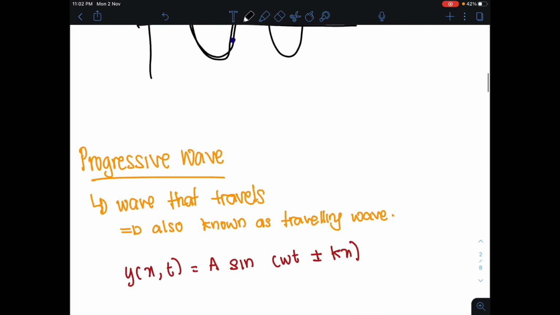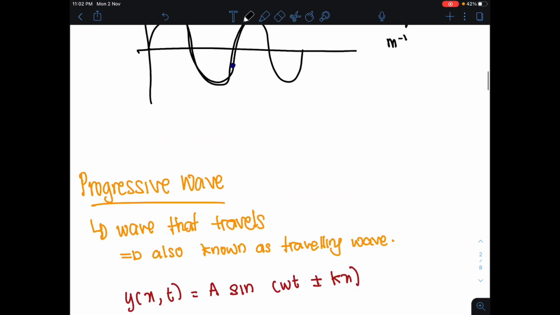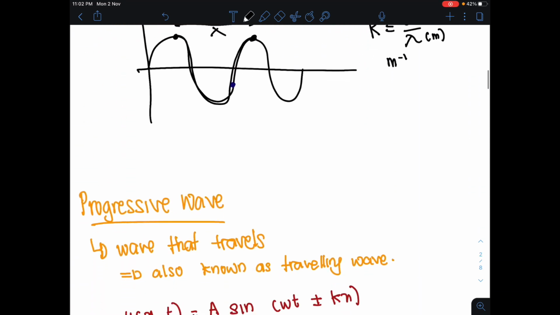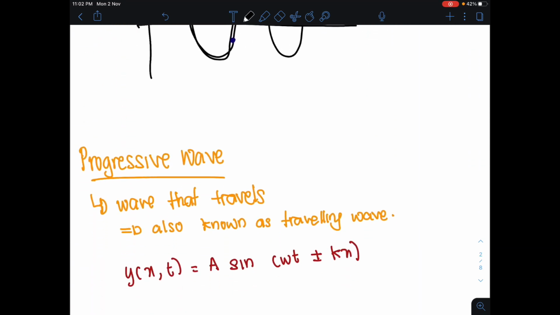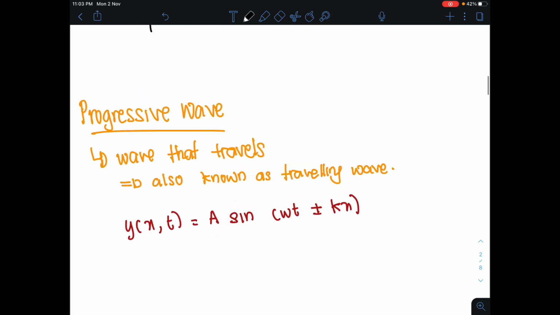Alright. Okay. Next kita nak tengok bahagian progressive wave. As you can see, this mechanical wave yang saya cakap tadi, kita ada 3 jenis mechanical wave dekat sini, iaitu water wave, wave in rope dan juga sound wave ini. All these are a type of progressive wave. Progressive wave maksudnya the wave that is travelling, wave yang boleh travel, ataupun dalam kata nama lain, dia adalah travelling wave. Okay, so you are going to have a new equation for your travelling wave, such as y in terms of x and t is equals to A sin(ωt ± kx).